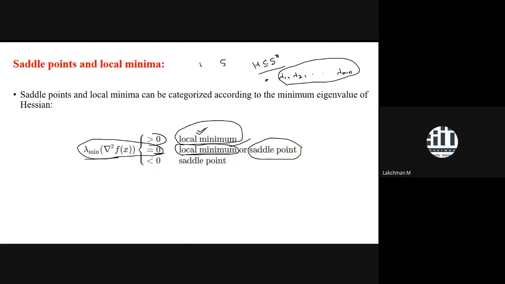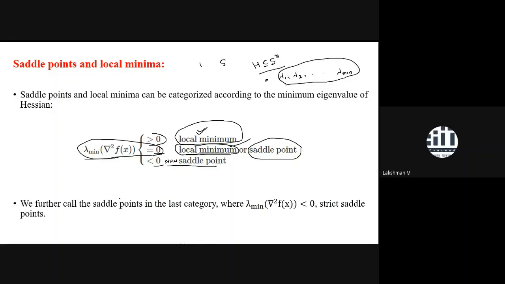Now, once you come to know that the minimum eigenvalue is negative, then it definitely says that the problem has a saddle point. And what kind of saddle point? This is a strict saddle point. We get a strict saddle point situation when the minimum eigenvalue of the Hessian is less than 0. So the saddle point in the last category, where the minimum eigenvalue of the Hessian is less than 0, we call a strict saddle point.